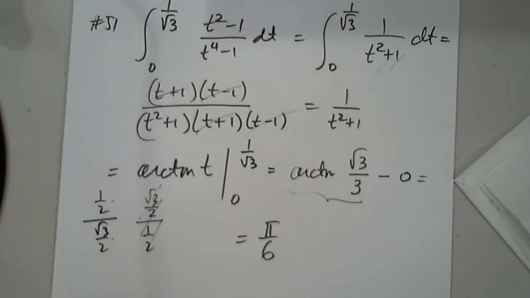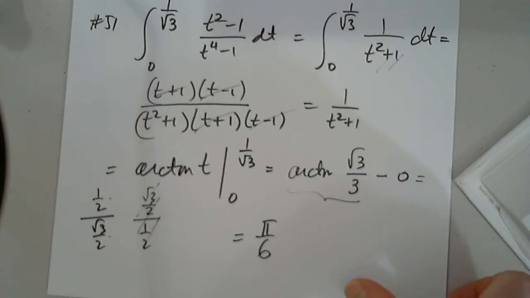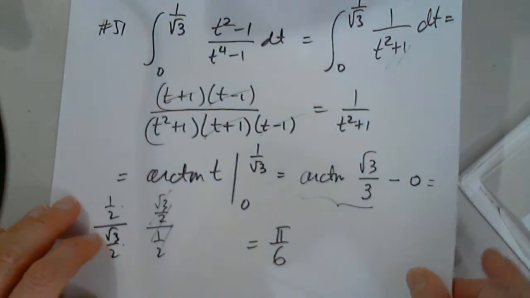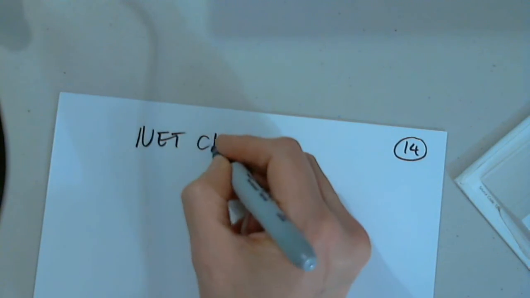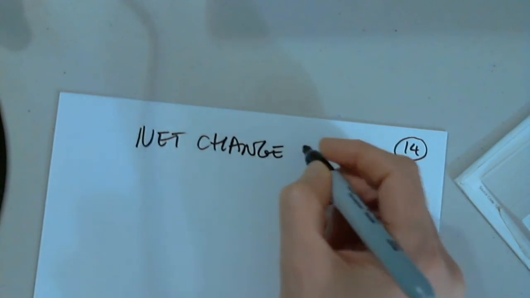Any questions? Okay, I just want to talk about the last thing in section 5.4. So I think I'm on 14. It's called the Net Change Theorem.